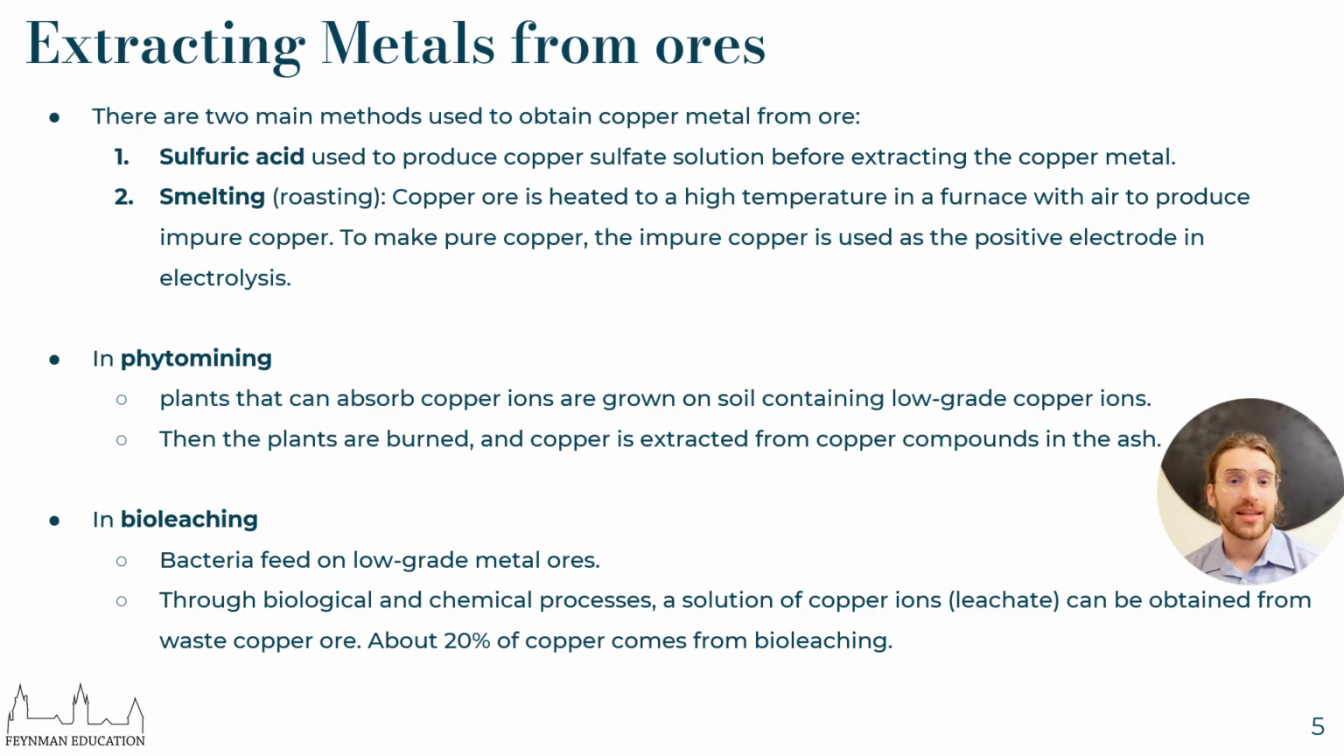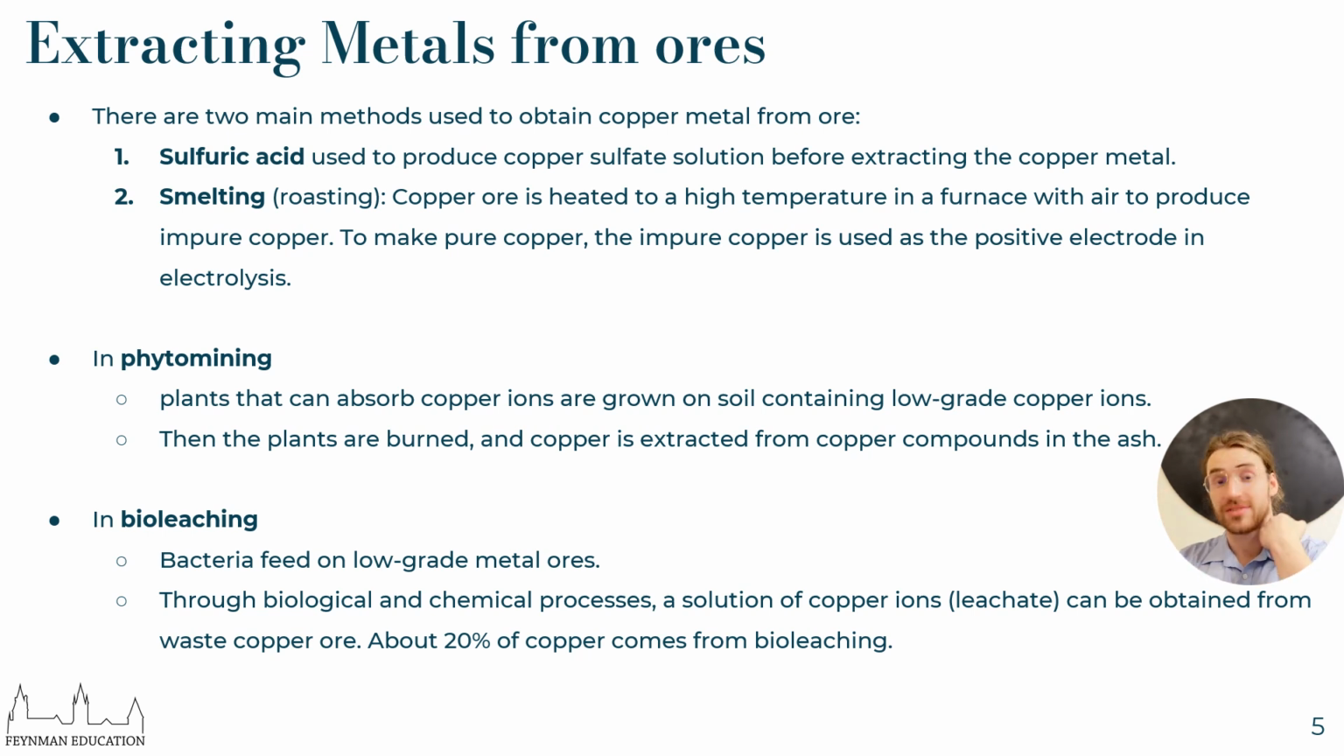So we said earlier that these metal ores are a finite resource. How exactly do we extract the useful metal from the ore? Well, the first way is by sulfuric acid. We can dissolve the ore in acid, and this will then form something like copper sulfate, which can then be extracted and then refined.